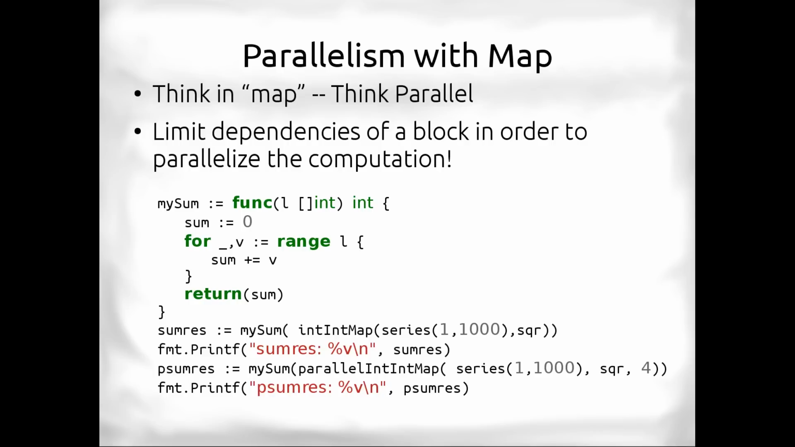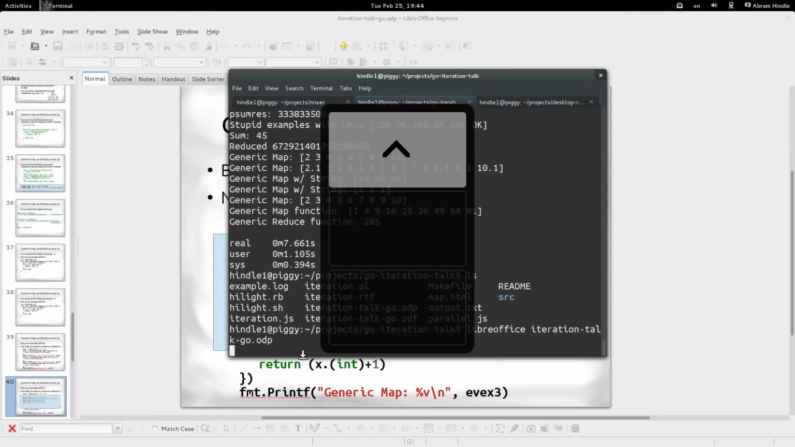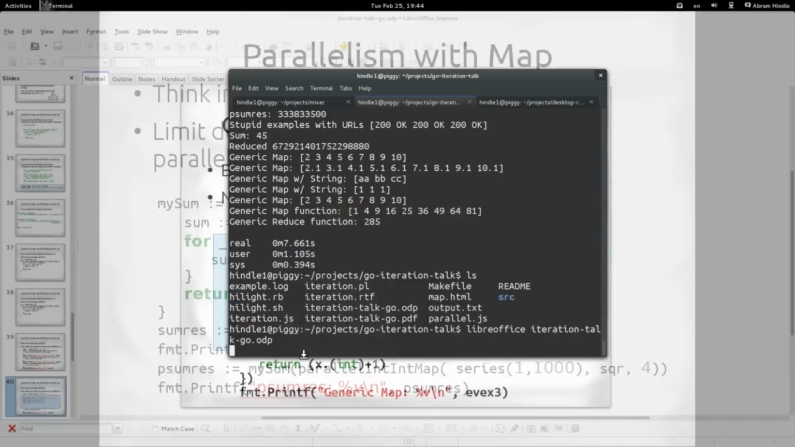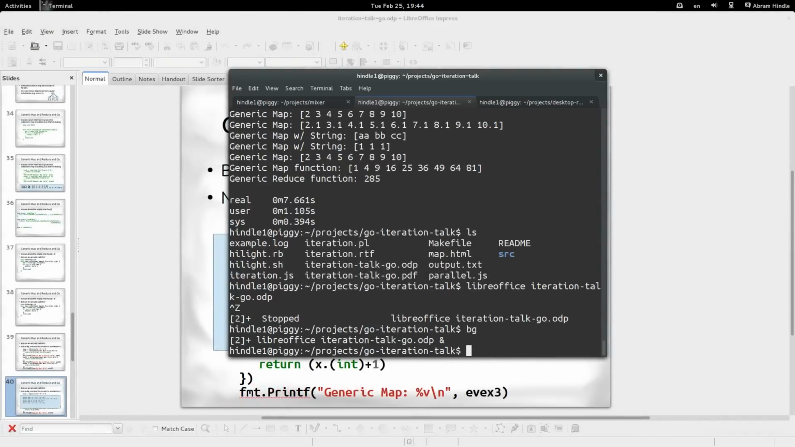So here we've got int map, and we pass in a slice of 1 to 1000, and we ask it to be squared, and then we sum it. So we get the sum of squares. We can parallelize this with our parallel int map, same kind of thing, and we can say use four workers, and then we sum it. Okay, so if we wanted to go to that, we could go make.